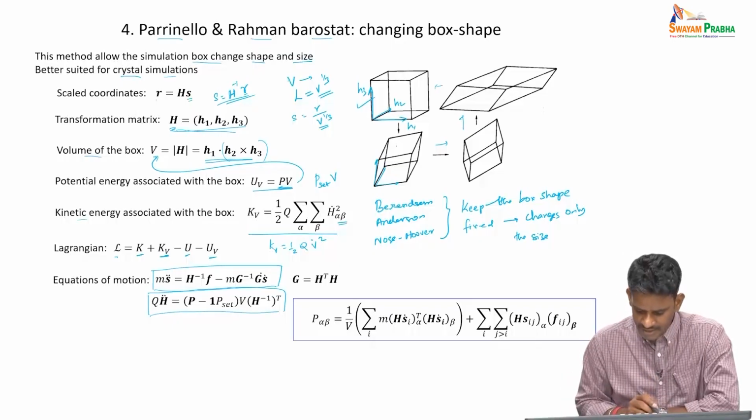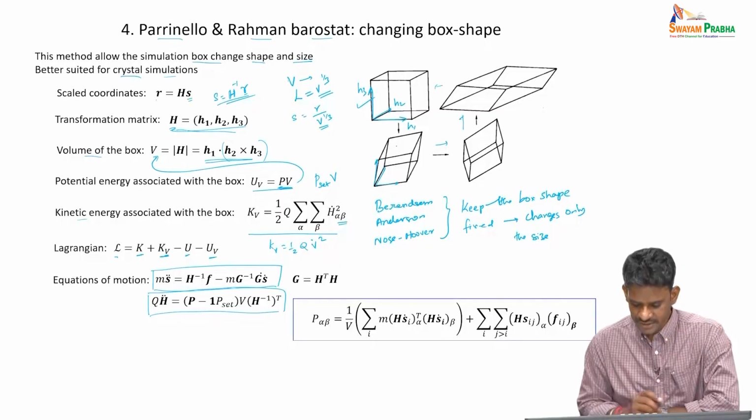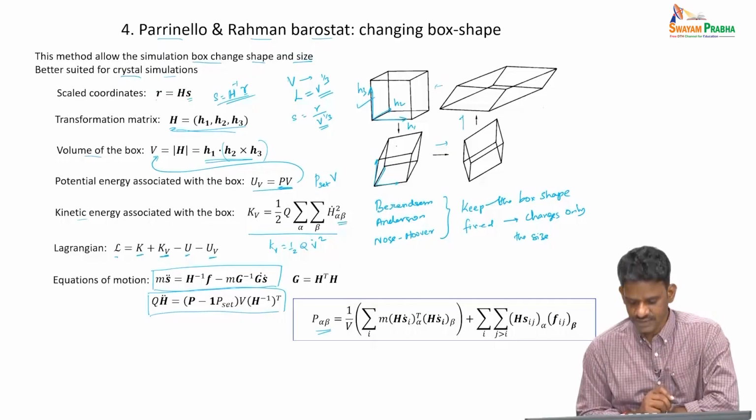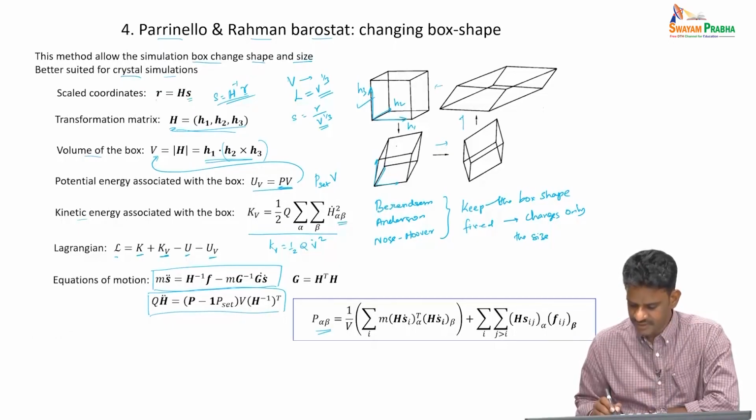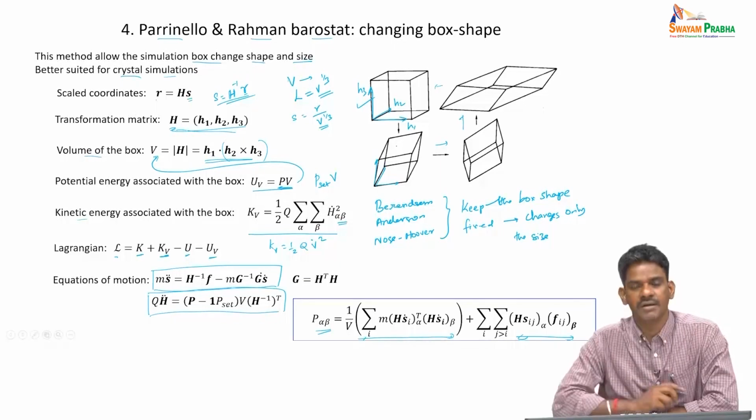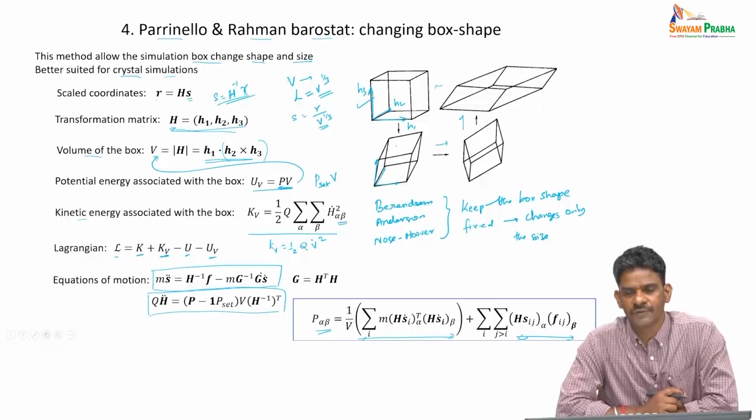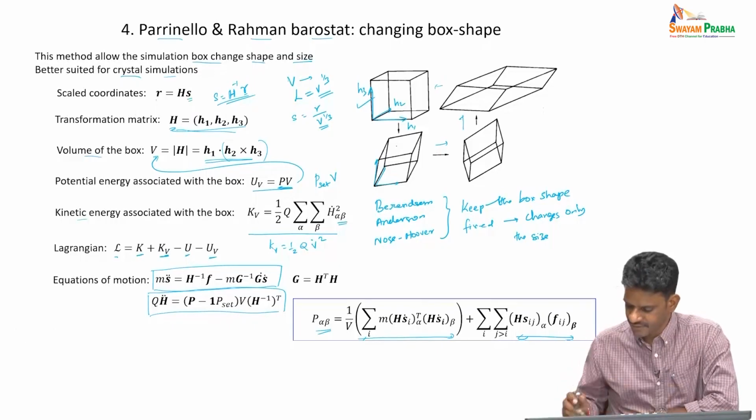And then once we solve dynamically for the trajectories at any given time, we can find the components of the pressure tensor using our standard virial equation. So the first one comes from the kinetic part, and the second one comes from the intermolecular forces or interparticle forces. This is the virial part, and this is the kinetic part.